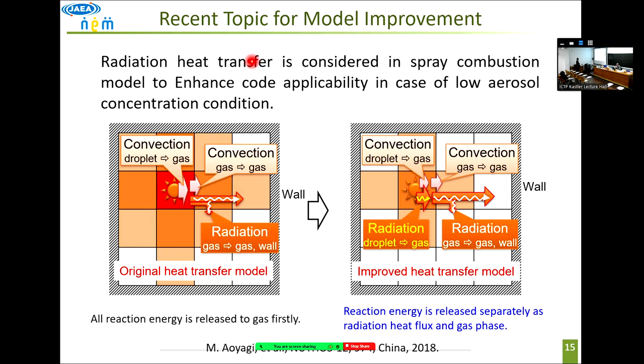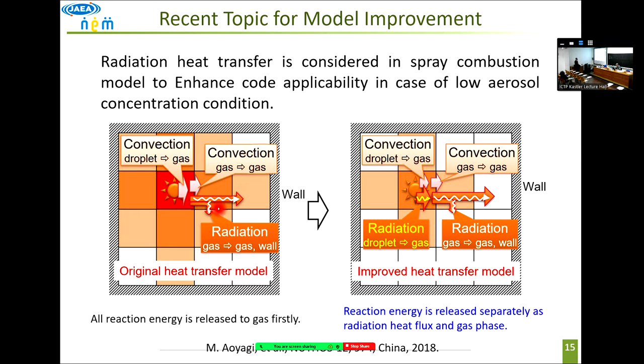And recently, as a model improvement, we reconsidered the radiation in the heat transfer models. In case of a sodium fire, we have much aerosol, and in general, it becomes invisible. No direct radiation from the combustion area to the wall takes place. On the other hand, the radiation heat is first transferred to the aerosol, and then it is transferred to the wall. And in that situation, we usually use the gas flux model.